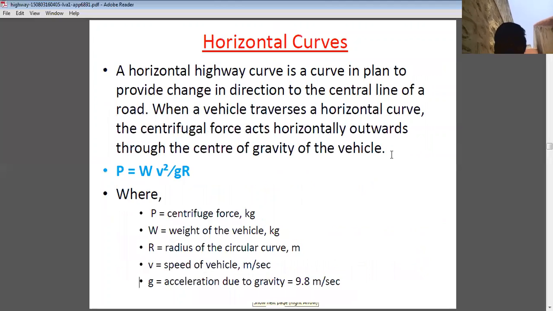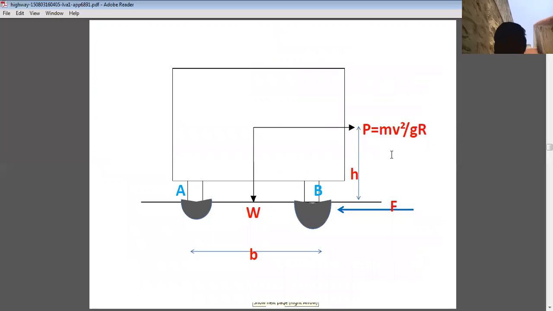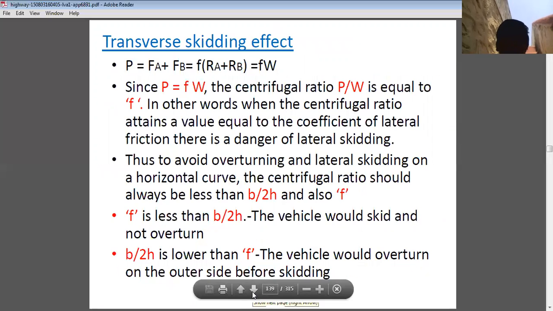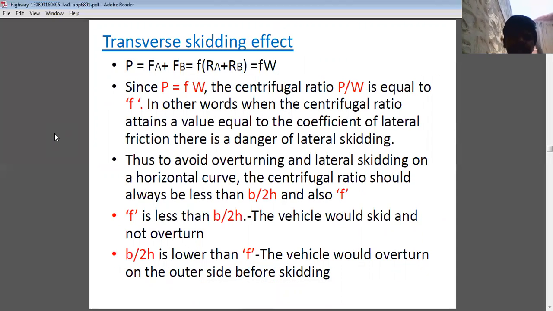To control the centrifugal force, we consider the skidding effect. P is equal to Fa plus Fb. Two forces are acting on the vehicle, that is called F into W. Since P is equal to FW, the centrifugal ratio P/W is equal to f.